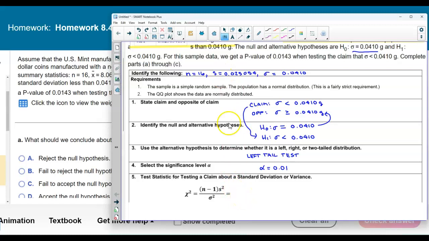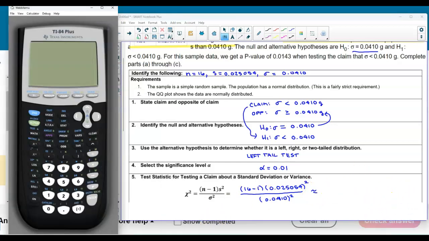We know that n is equal to 16, so when we plug in our formula, we have n minus 1 times the sample standard deviation squared, which we round to 6 decimals. So that's 0.025054. Now we're going to square that number, and then we're going to divide that by the population standard deviation, which is 0.0410 squared. And then we're going to round it to 3 decimal places. So let's go ahead and do that.